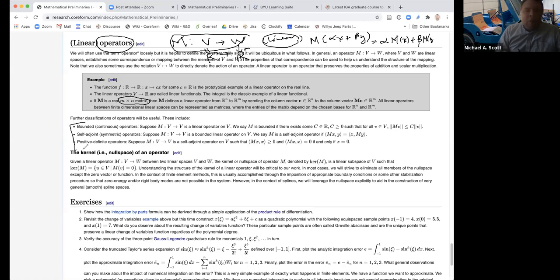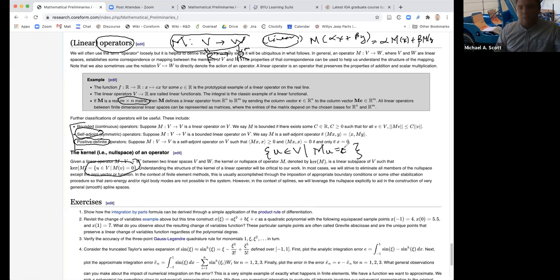And then there are some other properties that I'll come back to as we need them, like bounded operators, which by default are then continuous. Self-adjoint or symmetric operators, those dominate structural mechanics. Positive definite also is a dominant feature of finite element problems in structural mechanics. So we'll come back to these definitions and show what they mean later in the context of some of our structural problems. And then another very important thing to know about an operator is you often want to know all of the elements in the domain of an operator that are mapped to 0.